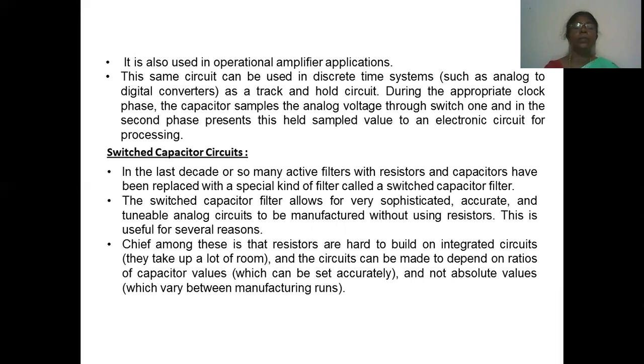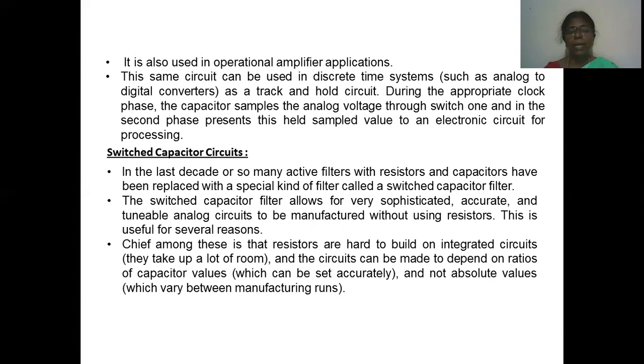Switched capacitor circuits. In the last decade or so, many active filters with resistors and capacitors have been replaced with a special kind of filter called the switched capacitor filter. This switched capacitor filter allows for very sophisticated, accurate and tunable analog circuits to be manufactured without using resistors. So this circuit is a very useful device. This is useful for several reasons.